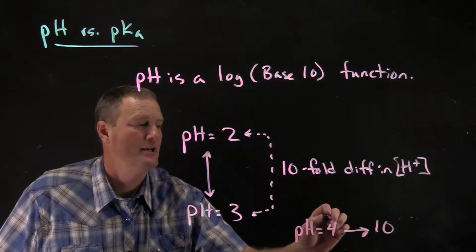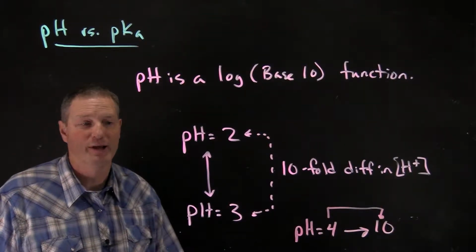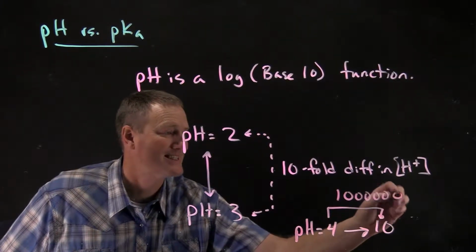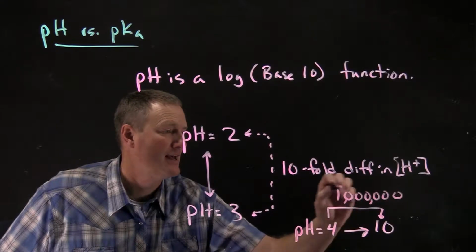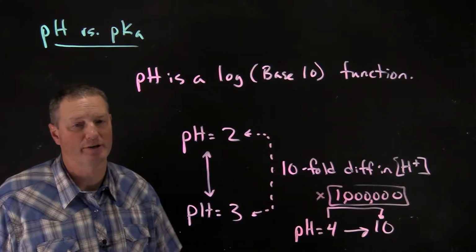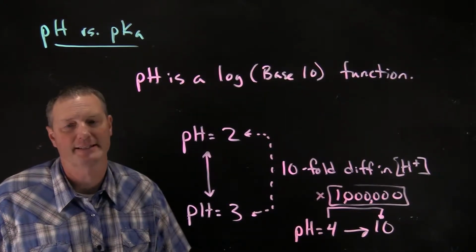All right? So that's 6 on the pH scale, but that's actually 1 with 1, 2, 3, 4, 5, 6 zeros. That's a million-fold difference in the H+ concentration. Again, because this pH scale is a log base 10 scale.